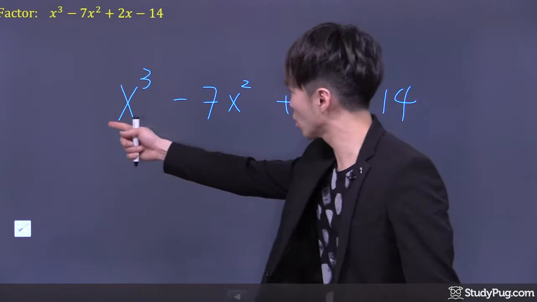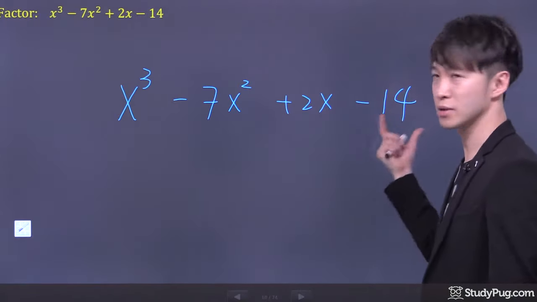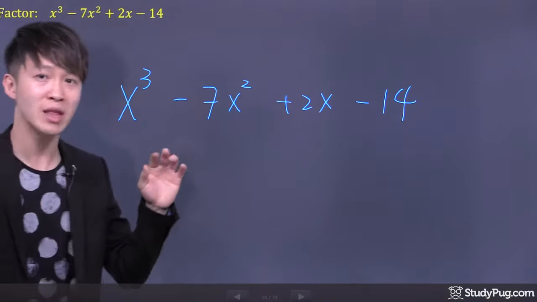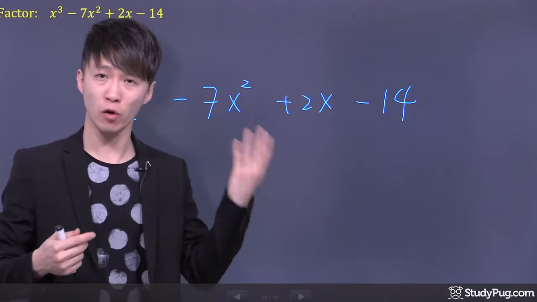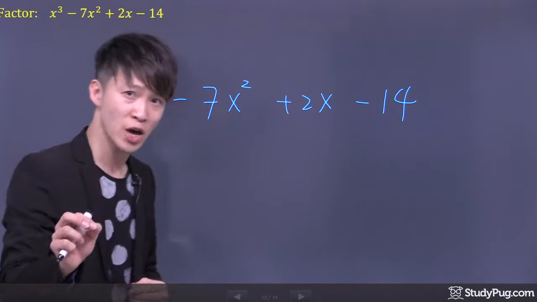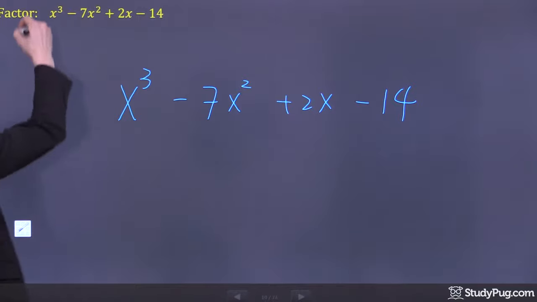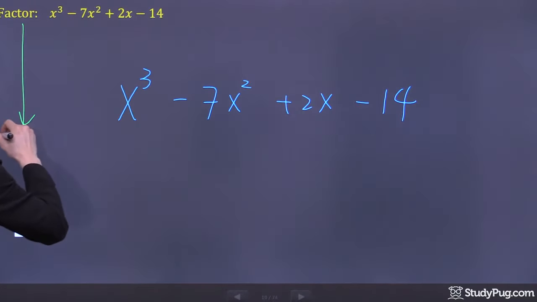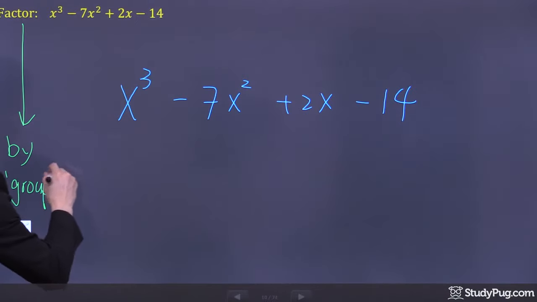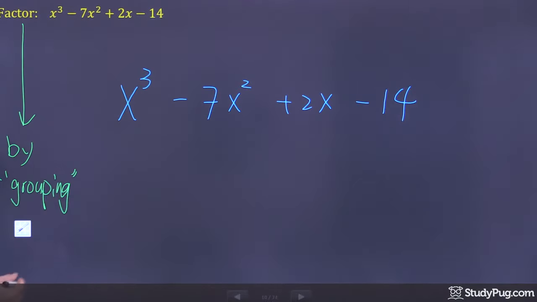Here we have a polynomial with four terms. Whenever we try to factor a polynomial with an even number of terms, for example four terms, six terms, eight terms, there's a chance that we can factor by grouping. And let me show you how it's done.